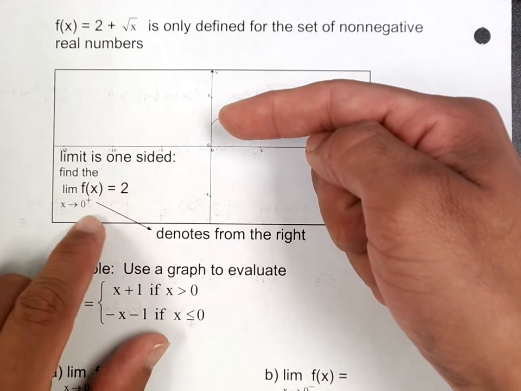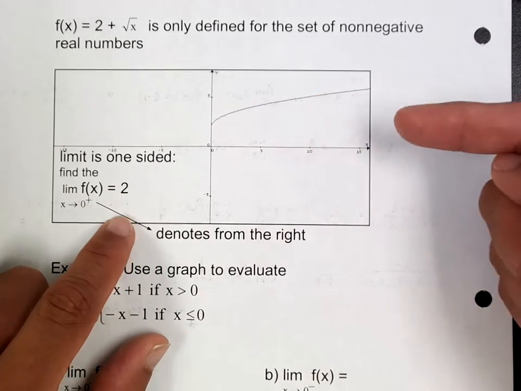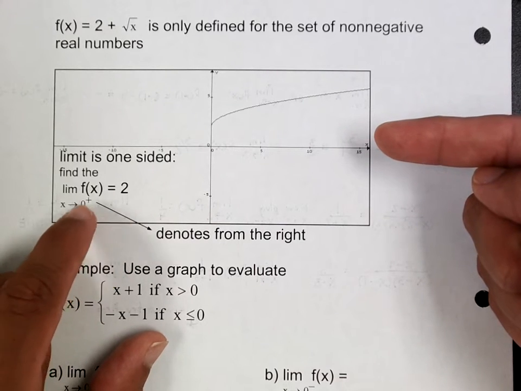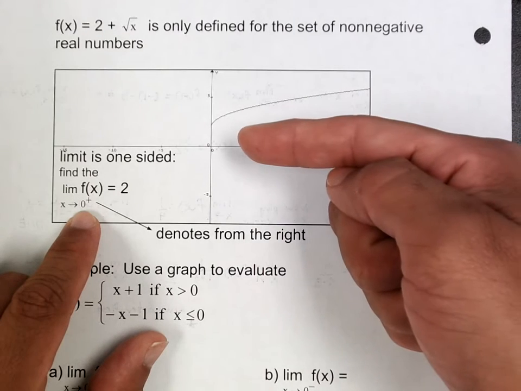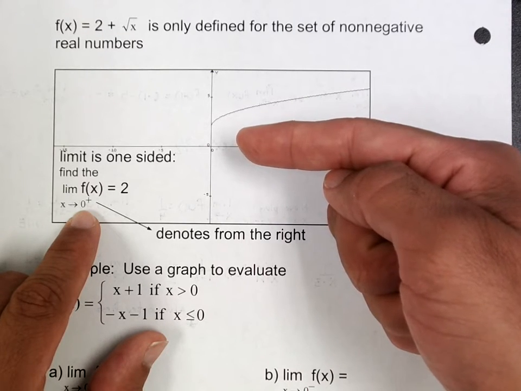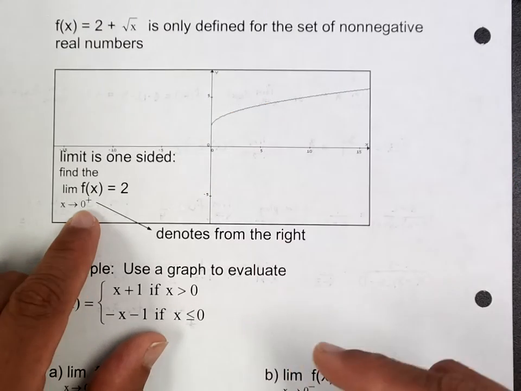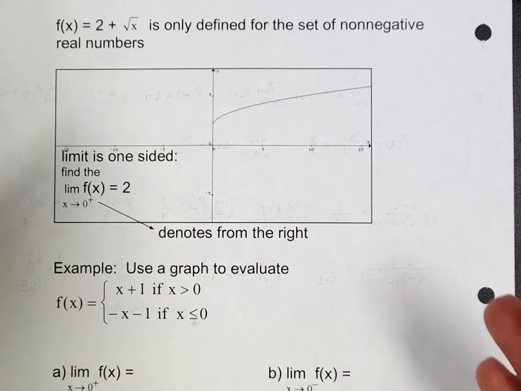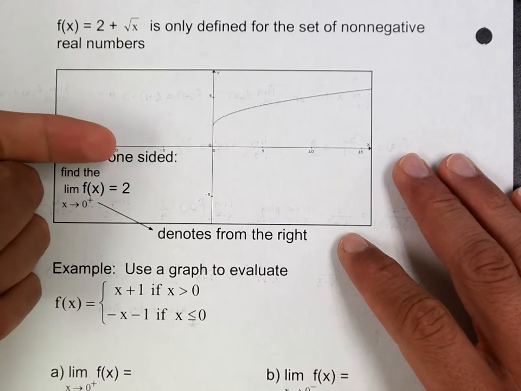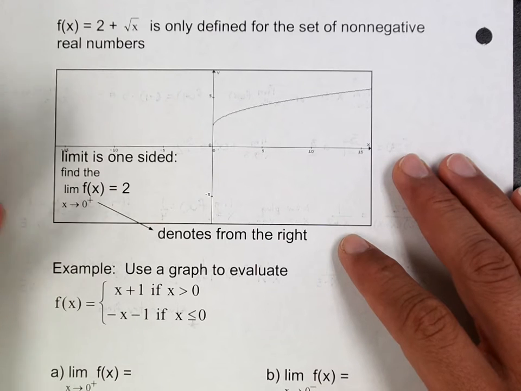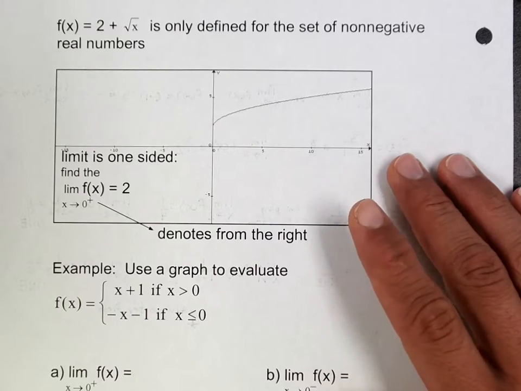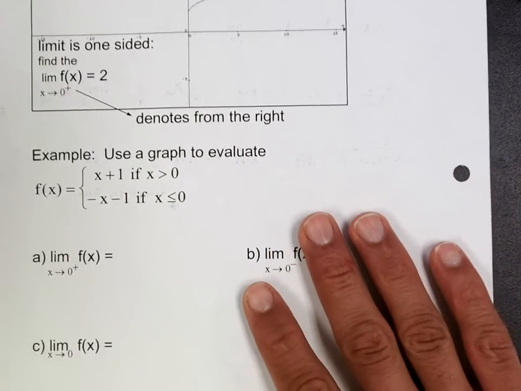So the notes, again, this little plus means from the right. As the limit as x approaches 0 from the right side, you're coming from the right side, and you're trying to find out what is the y value as x approaches 0 from the right side, and in this case it's 2. Okay, so notice that if I were to ask you what is the limit as x approaches 0 from the left side, well, that's undefined because there's nothing on the left. So you can only approach this one. You only have a right-sided limit, not a left one. All right, so let's do another example here.